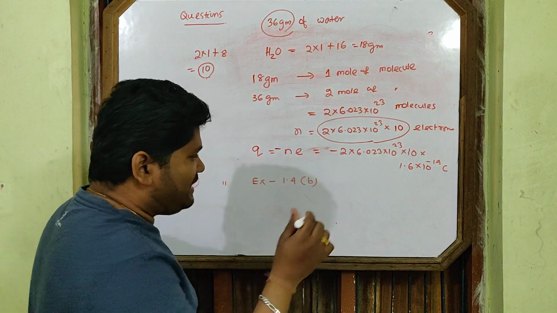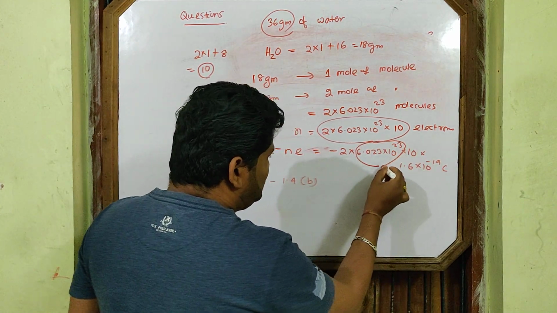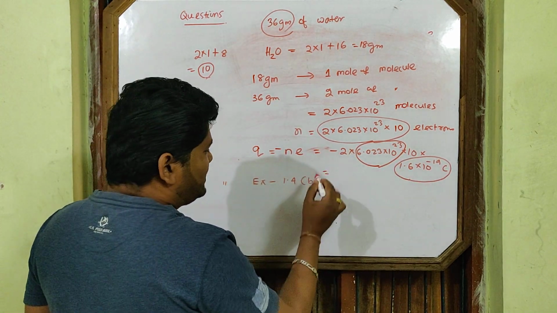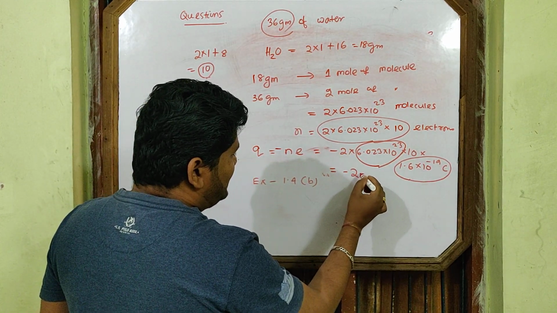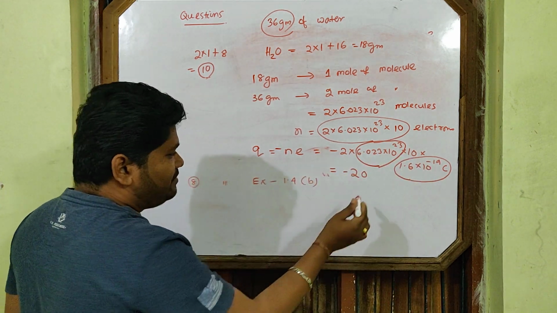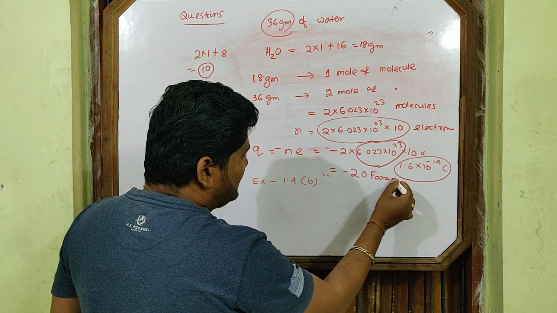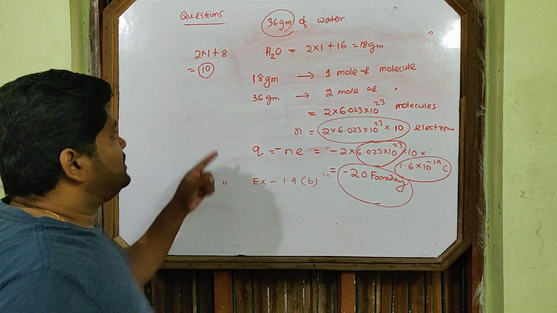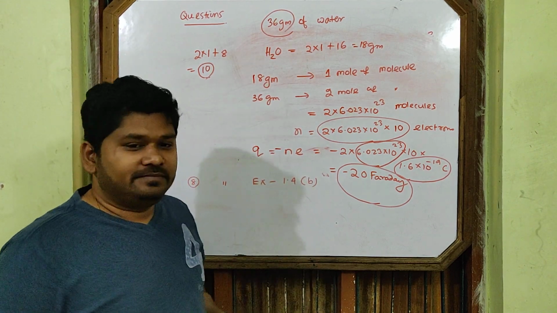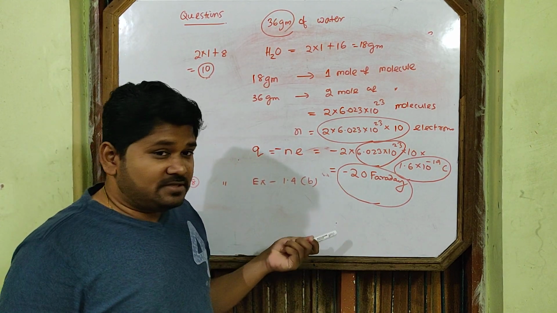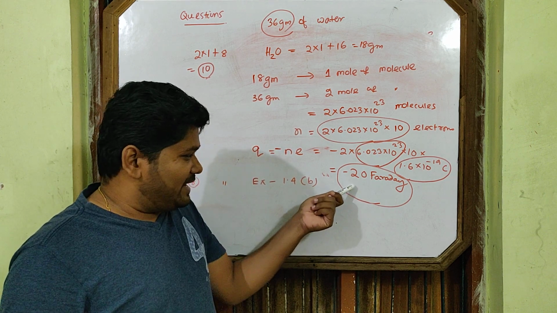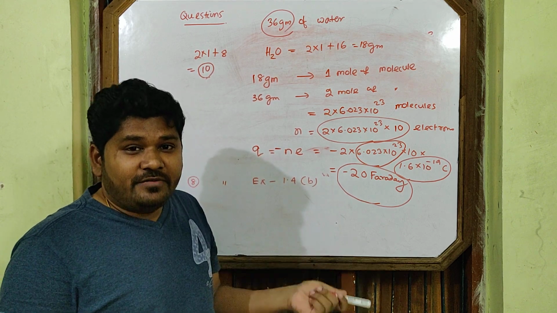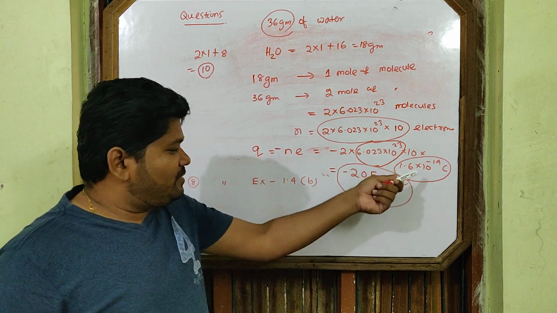Or if you want to write it in Faraday, see, this is the mole and this is the electron charge. If these two are multiplied, it becomes 1 Faraday. So we can write the answer in Faraday also: minus 20 Faraday. This is the final answer of book example 1.3. And how much positive charge? You already know, if negative charge is minus 20 Faraday, it is electrically neutral, so positive charge will also be plus 20 Faraday. If you want to write the answer in coulomb, then we will multiply it.